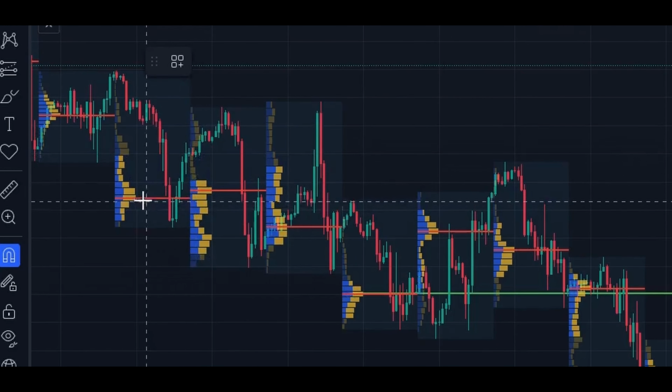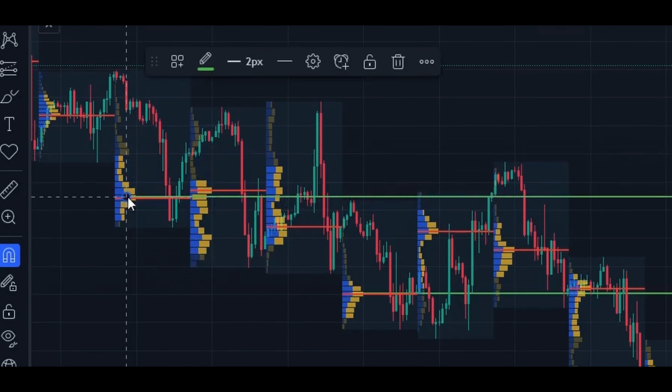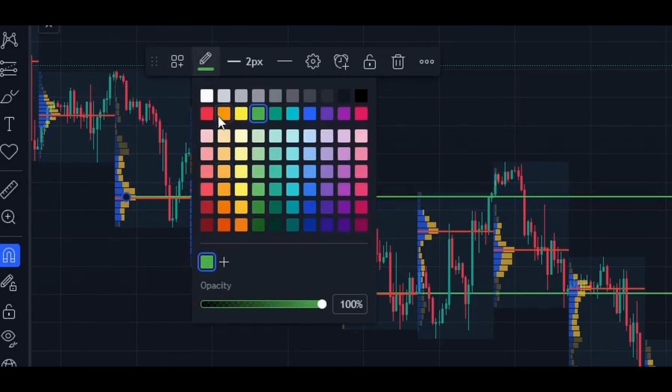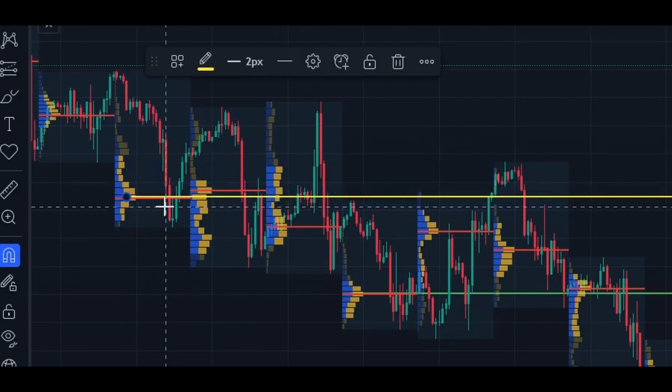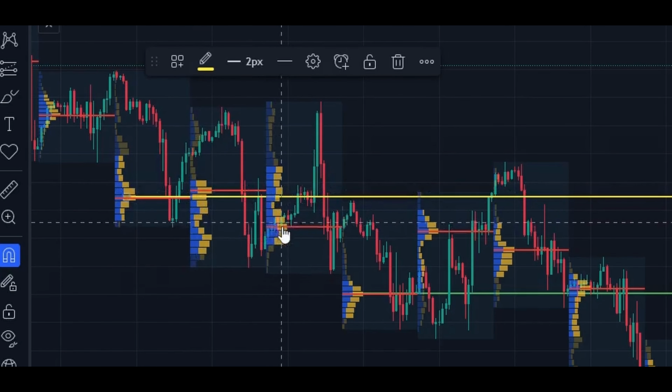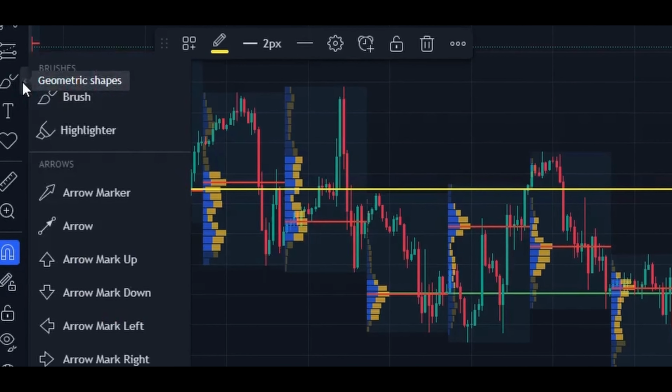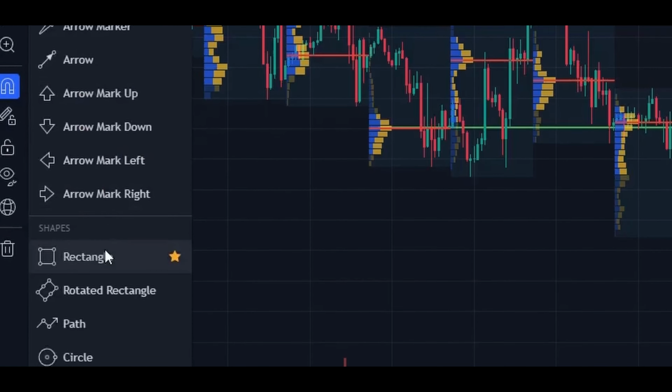So I would mark off this first one, but I would remember, okay, well, this was an area that we used as a session volume profile point of control. So I'm going to be aware of this as an area where there was heavy volume traded on this day, even on this day, even though our point of control was more down here. What you could do at that point, because you're sort of giving it more of a range than an exact price level, is you could come over to this tool, the geometric shapes, and you're going to go down to rectangle.